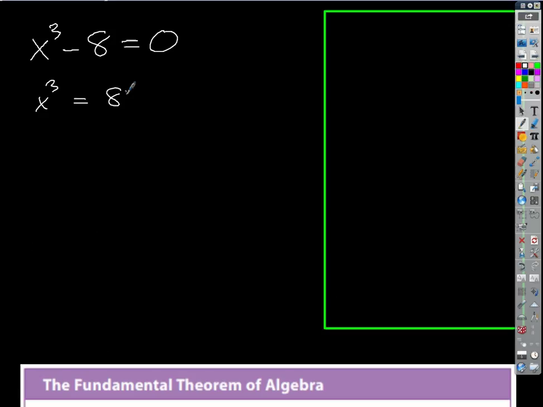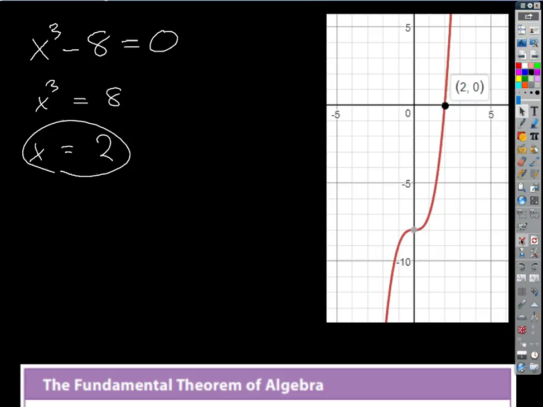Okay, so if I take the cube root of both sides, I would only get one answer, and it would be x equals what? 2. 2, right? 2 is the cube root of 8, isn't it? 2 cubed is 8. So I get one answer. Well, that's easy. So that must be an x-intercept, right? If we look at a graph of that function, sure enough, there it is, x-intercept at 2.